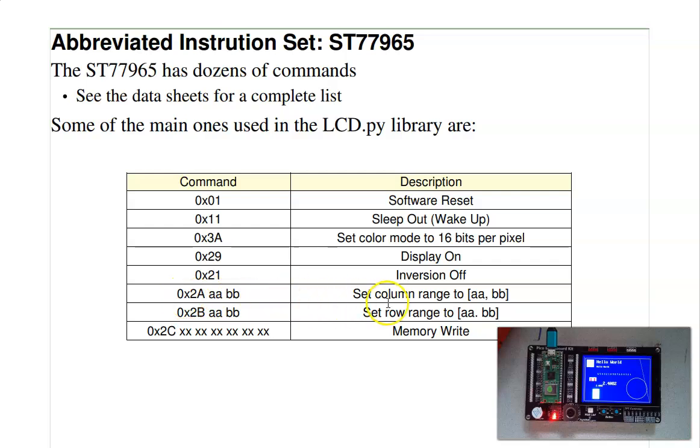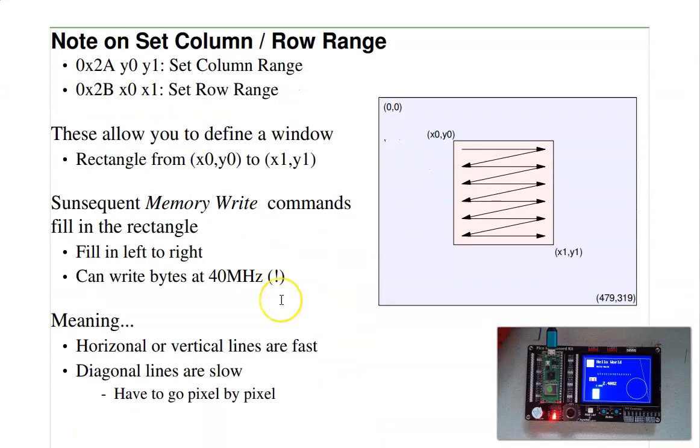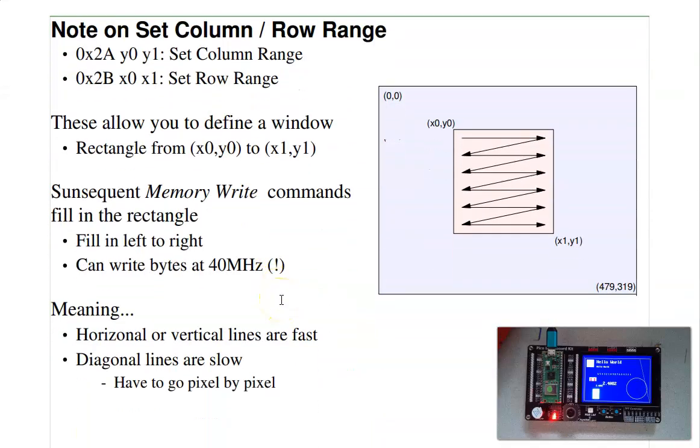2A is set column range. 2B, set row range. And 2C, memory write. There are other commands as well, but those are the main ones we'll be using. And a note: when you write to the display, the main routines used in the LCD library are set column range, set row range, and memory write.